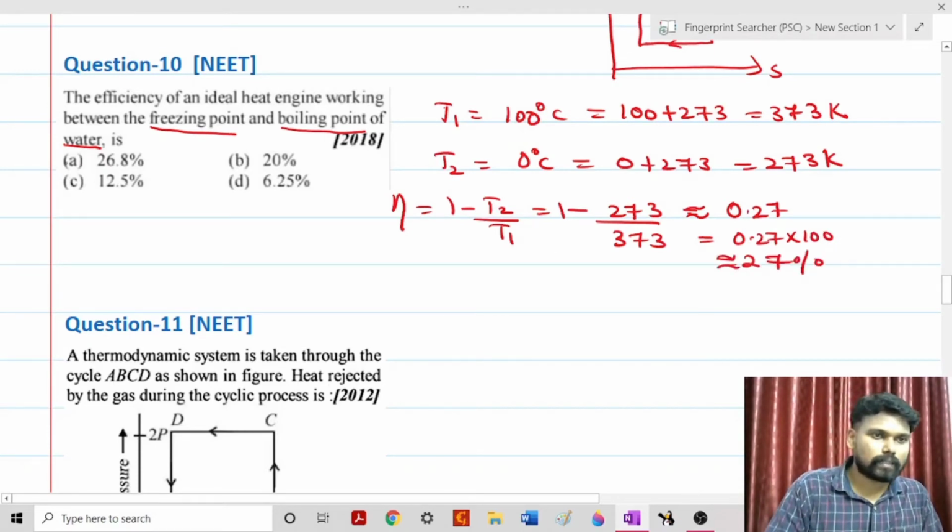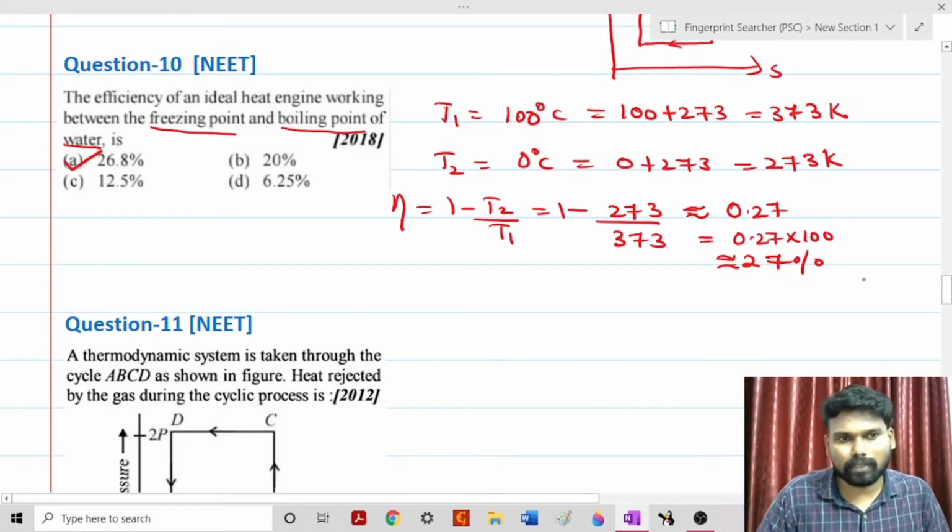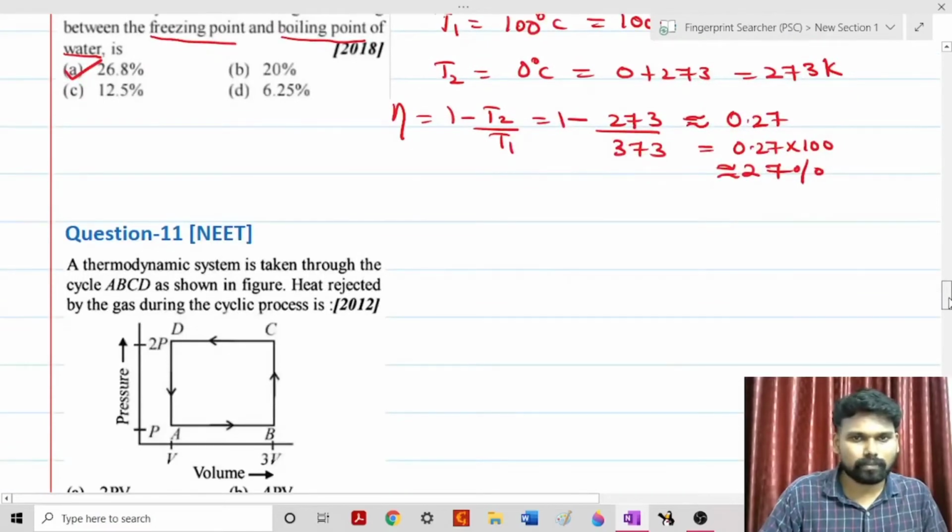So this will be the correct answer. Okay, since it is an MCQ question, you can simply do a rough calculation, you can take this as nearly 380 something, then you can do it faster.